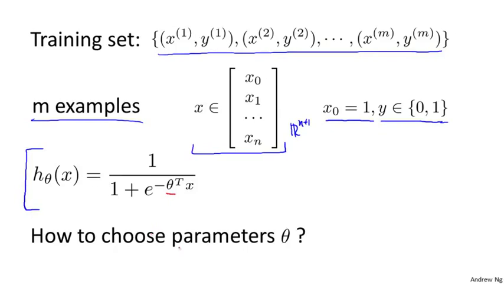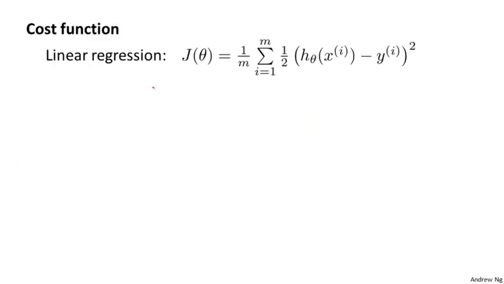And the question I want to talk about is, given this training set, how do we choose, or how do we fit, the parameters theta? Back when we were developing the linear regression model, we used the following cost function. I've written this slightly differently, where instead of 1 over 2m, I've taken the 1/2 and put it inside the summation instead.